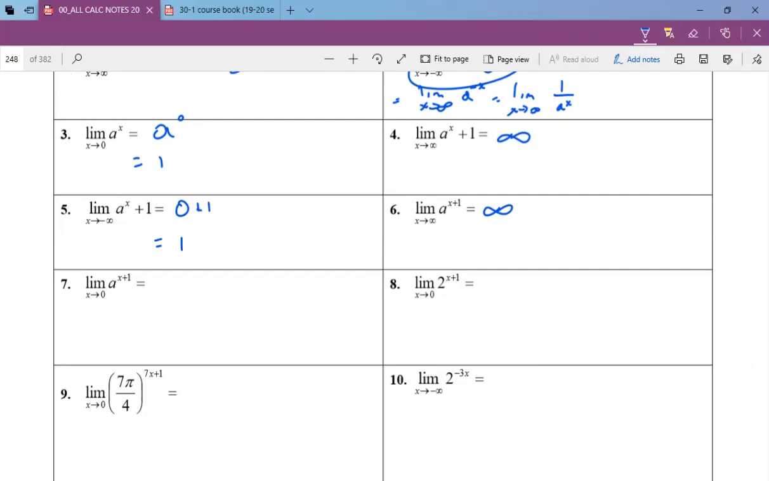The limit of a to the x plus 1 when x goes to 0 is equal to a to the 0 plus 1. We can actually evaluate that limit. That's not a big deal. And this is just a. Similarly, the limit of 2 to the x plus 1 when x goes to 0. It's just 2 to the 0 plus 1.